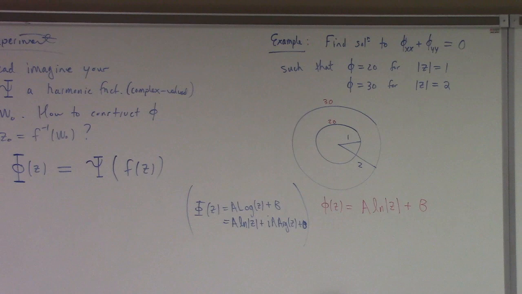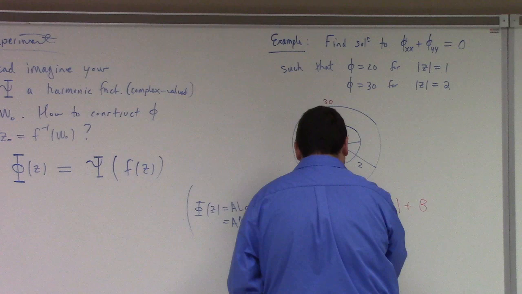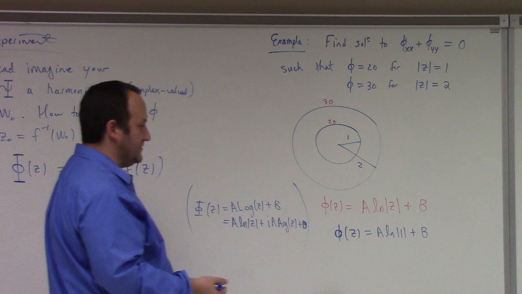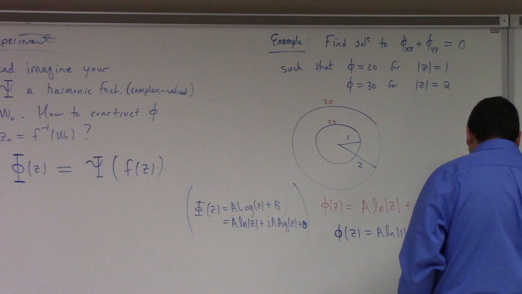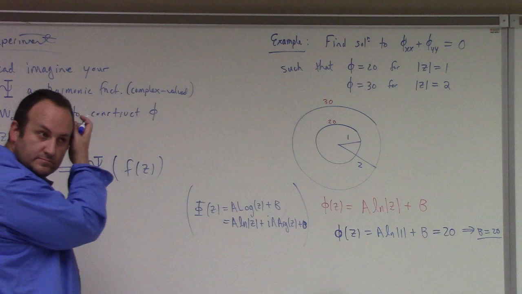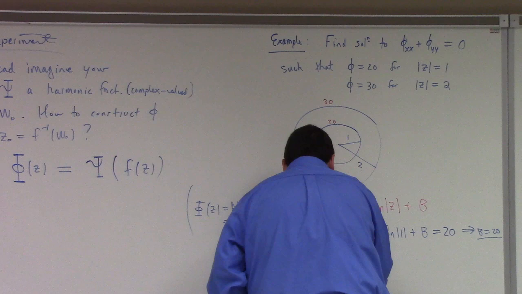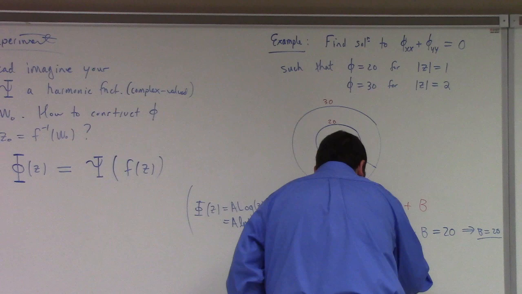We can try it out. On the inner circle, phi of z would be a natural log of the absolute value of 1 plus b, but log of 1 is 0, so what's b equal to? We find b is 20. And what else here? So this is for the modulus of z equal to 1. For modulus of z equal to 2, we've got a natural log of 2 plus 20, because we just learned b was 20, equals 30.